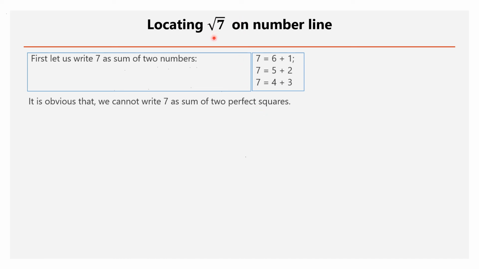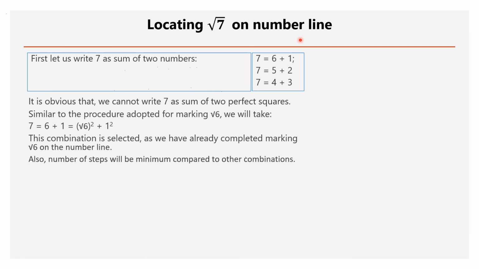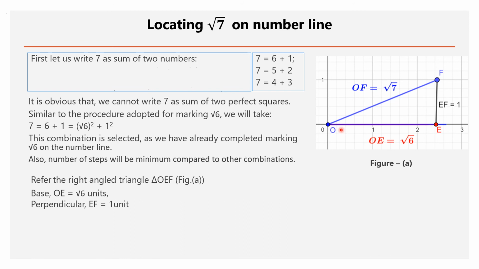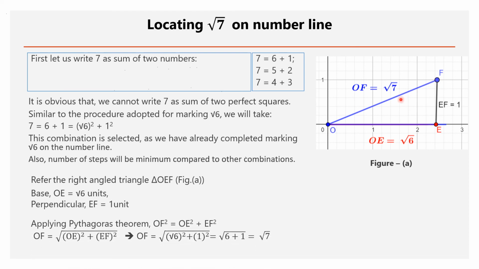So for marking square root 7 on number line, we make use of 7 is equal to 6 plus 1 is equal to square root 6 whole square plus 1 square. As we have already marked square root 6 on the number line and this one involves less number of steps. See the right angle triangle OEF. Here base OE is square root 6 units and perpendicular EF is 1 unit length. Then hypotenuse OF is equal to square root 7.